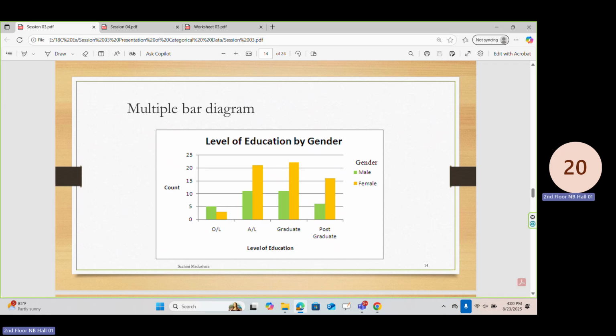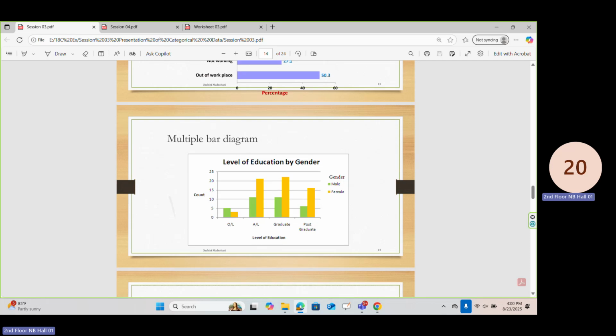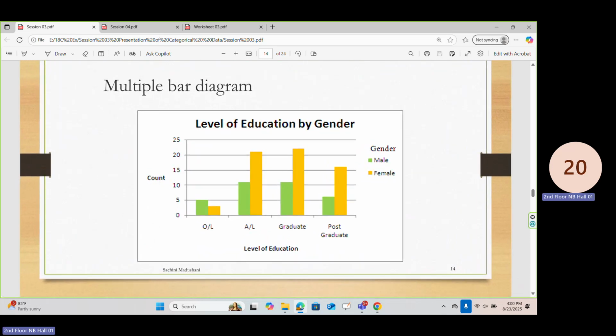In the first one, a single bar represents one category. Here, this chart represents level of education by gender. Mainly we consider the levels of education, and each category is divided by gender. Now clear? Then there is only one disadvantage here: we cannot take the grand total of each level of education.